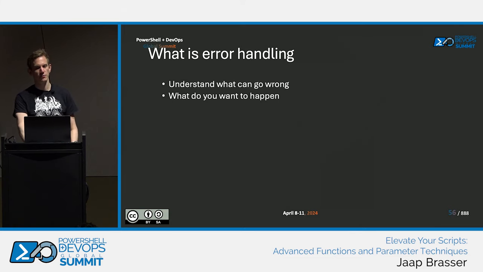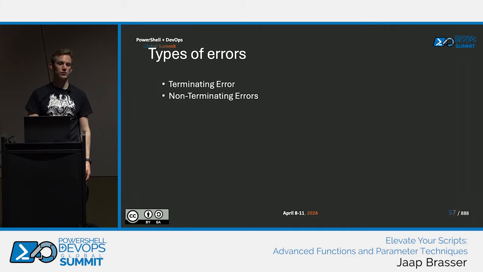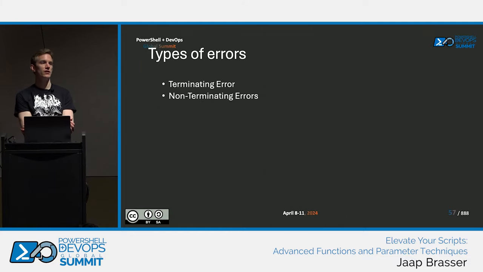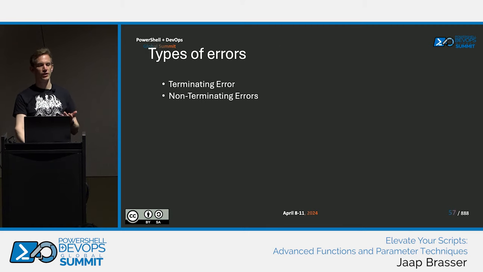So understanding what is going on is important. And also, scoping the way you catch your errors also helps. So there's terminating errors and non-terminating errors. So just because an error is displayed in your terminal, it might not stop your operation. You can also determine that either globally by setting the error action preference on a global level, but that can also be overwritten.